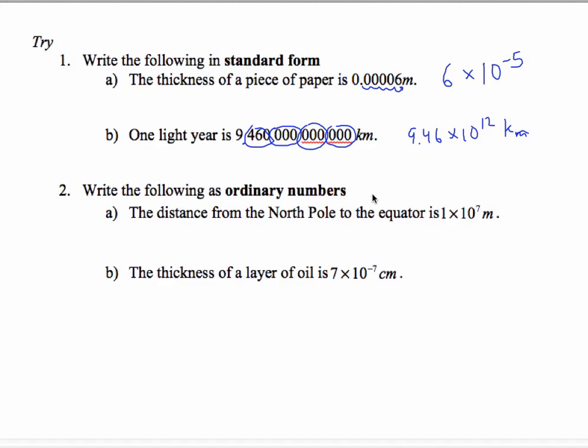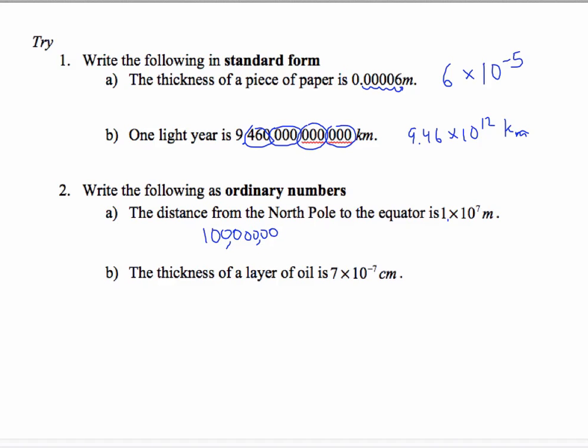The following is ordinary numbers. The distance from the North Pole to the equator is 1 times 10 to the power of 7. So I start with a 1, and my decimal will be right here, and then I have to move 7 places and make it a very big number. So 7 zeros are going to come up: 1, 2, 3, 4, 5, 6, 7. So that's actually, is that the right?